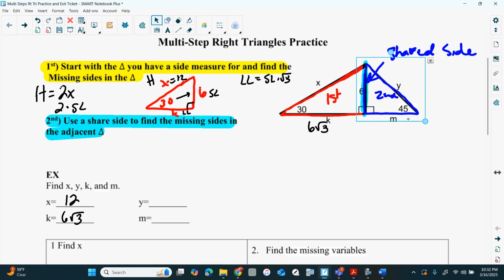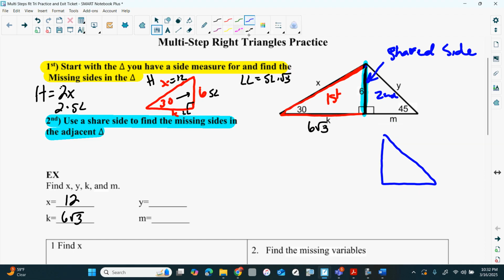I think it'll let me move it to the side. Yep, there it is. All right, in this triangle, we have a 45 degrees. In a 45-45-90, or right isosceles triangle, the legs are the same. So this would also be 6. And your hypotenuse is always whatever your leg is times root 2. So right off the bat, I know M is 6 because that's the legs. To get my Y, it's going to be 6 root 2.